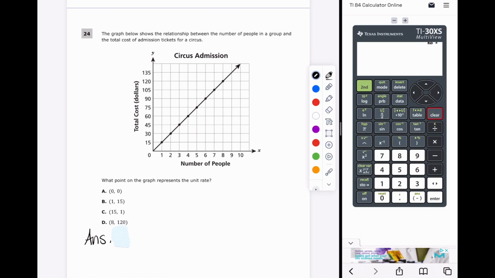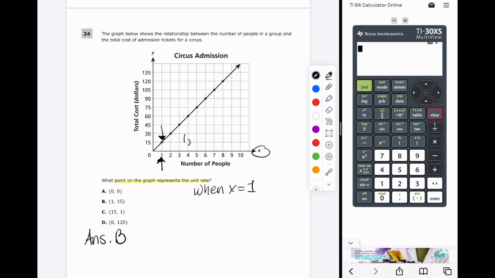Let's look at 24. In this one, there's just one answer here. I'll reveal it in 3, 2, 1. The answer is B. So the question was, which point on the graph represents the unit rate? And the unit rate is when x equals 1. So you just have to find, here's x. So when x equals 1, what point do you have? And boom, you have it right here.